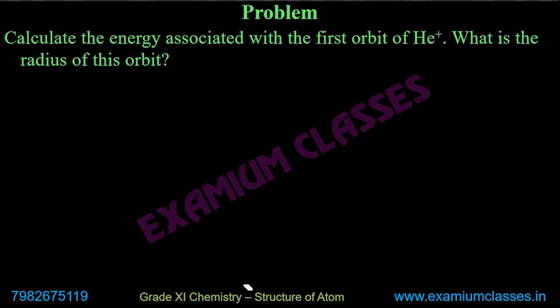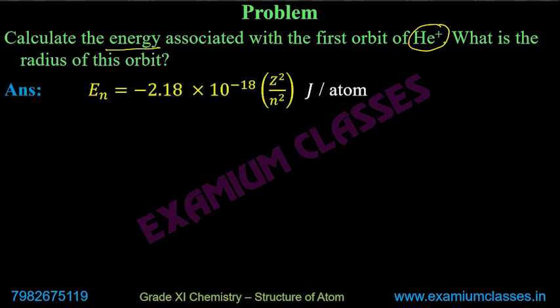Now the question: Calculate the energy associated with the first orbit of helium ion. It is a hydrogen-like species. What is the radius of this orbit? So for this, you need to just write the energy equation with the atomic number of helium. So energy En is given by minus 2.18 into 10 power minus 18 Z square by n square. This is the formula I wanted you to remember.